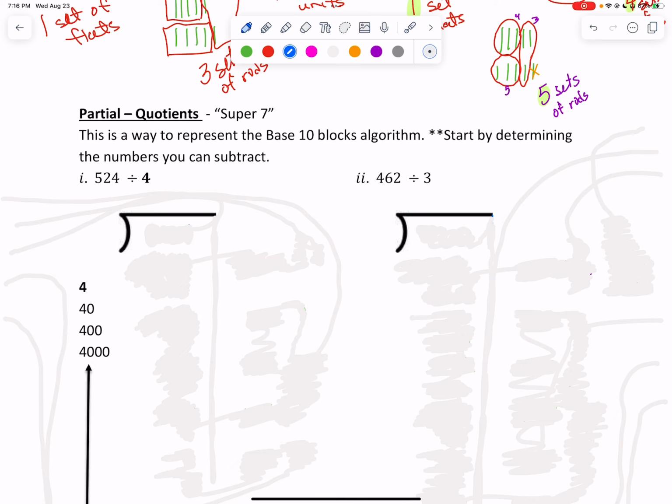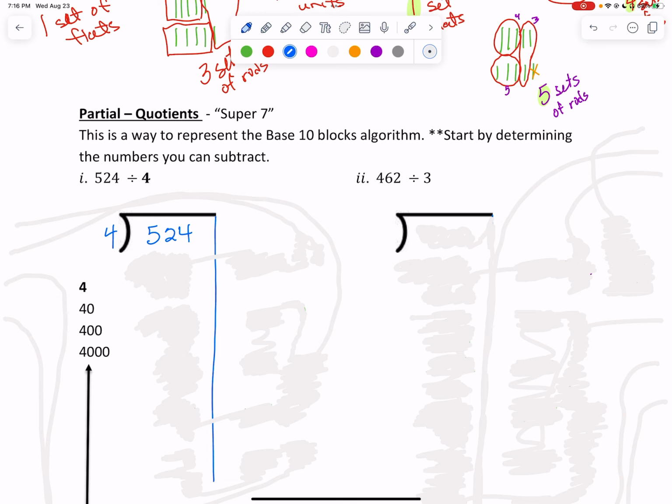So we're going to start by determining what numbers we can subtract. Okay. So first thing we've got to do is put these numbers in the right place. 524 divided by 4. Okay, so we've got 524, and we are going to divide it by 4. So we're going to put our 4 here. Okay, so that means we can break it up into sets of 4.